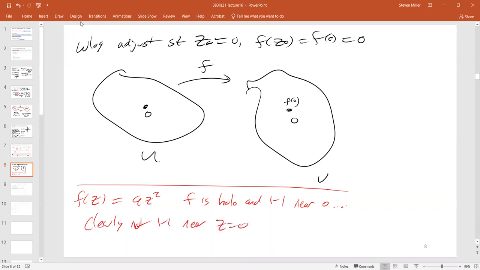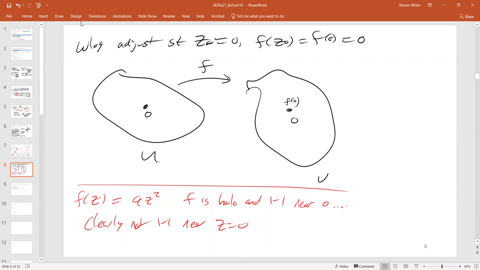Near z equals 0. So this is not a proof, but this is basically saying, if we didn't have all that g of z stuff, we'd be done. Did it crucially matter that we had az squared? If we had az cubed, would the same argument apply?